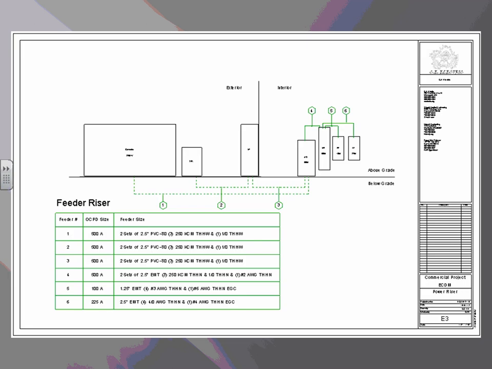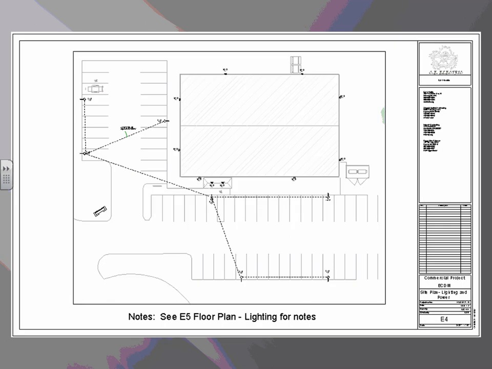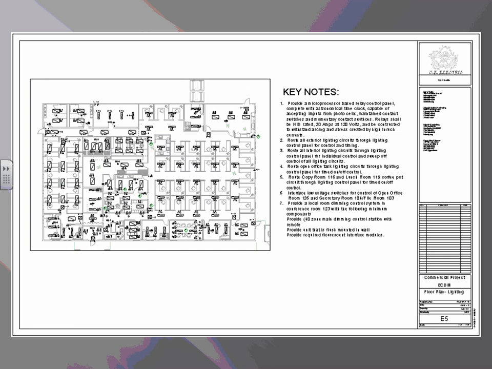This is the power riser, which shows the service entrance equipment and the feeders, the sizing of the conduit, and sizing of the conductors. E4 here is our exterior lighting. We're showing underground conduit, PVC, as well as our pole and wall-mounted fixtures. This is the luminaire drafting sheet. It shows all the different luminaires, and it is broken down by circuit and by the different types of luminaires.